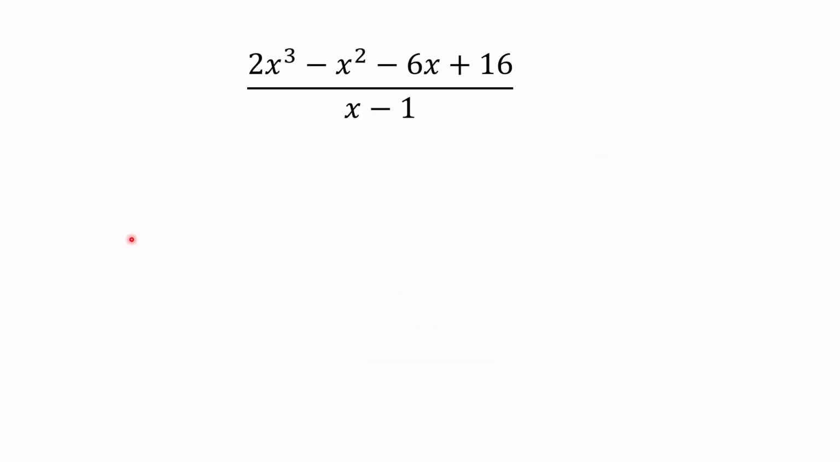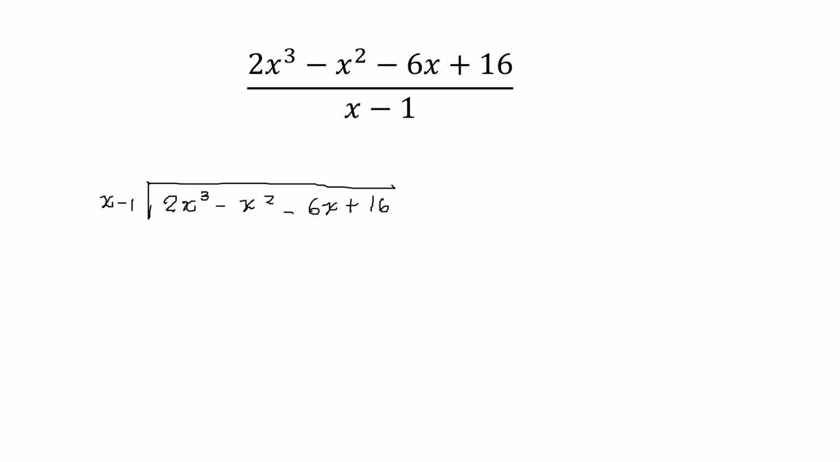Using the long method, the first thing we have to do is to write the dividend and the divisor this way and make sure that the degrees of the variable x are arranged in descending order. In this case, the terms are already arranged that way. Look, the powers of x are 3, 2, 1, 0. So let's write it. We have here 2x cubed minus x squared minus 6x plus 16 divided by x minus 1.